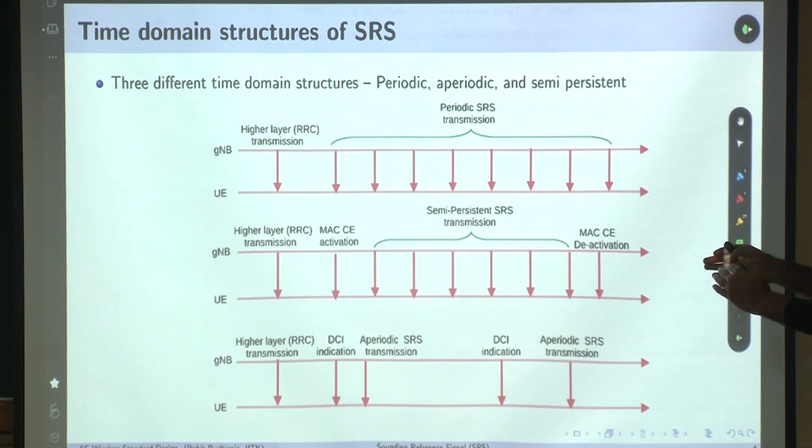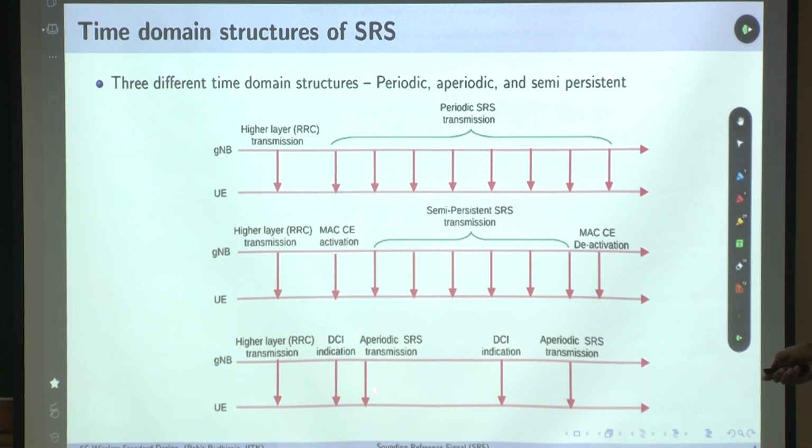Now, these are 3 different kinds of configurations. Why 3 different kinds of configurations or transmissions? Let's look at this. It will become clear why this aperiodic is required if you understand this. Let's say the user is in inactive mode. Basically, it's not transmitting and receiving data, but it's connected to the network. What do we mean by connected to the network? Basically, it's locked to the network, getting some control information, but not actively receiving or transmitting data.